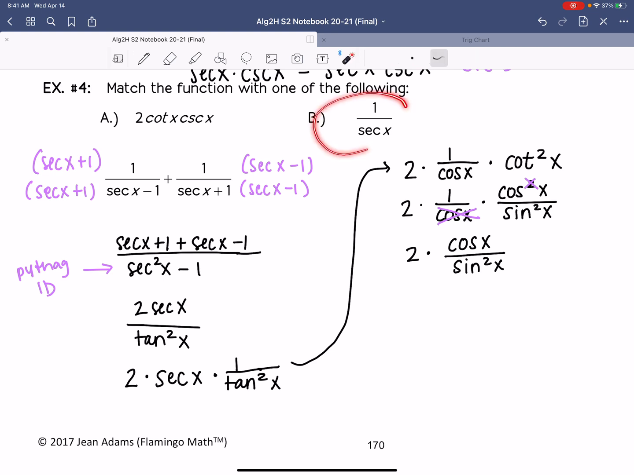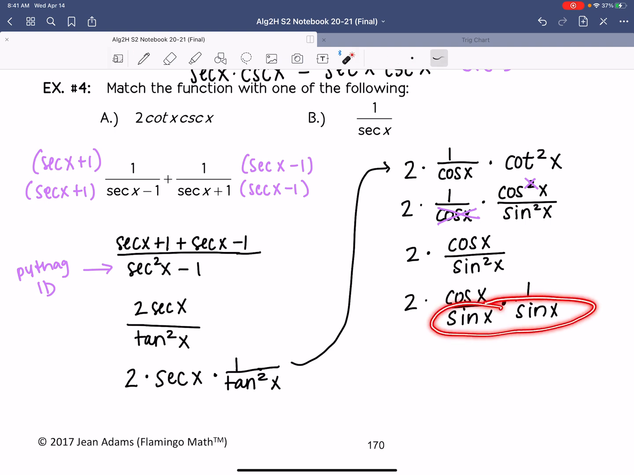Okay, again, if we look at our answers here, there's no squares in my answers. So we want to kind of break apart this sine. So we could break this sine into sine of x times sine of x. We know sine of x times sine of x is sine squared x. So that's what I'm going to go ahead and do next. I'm going to take this and break this into 2. So I'm going to get 2 times cosine of x over sine of x times 1 over sine of x. Again, we haven't changed anything because when I multiply this together, I'll still get sine squared x. And when I multiply this together, I'll still get cosine x.